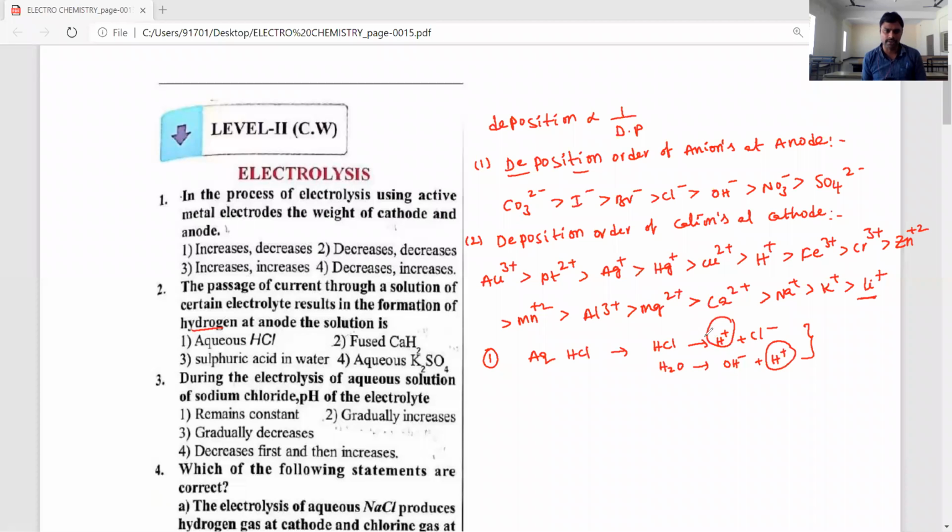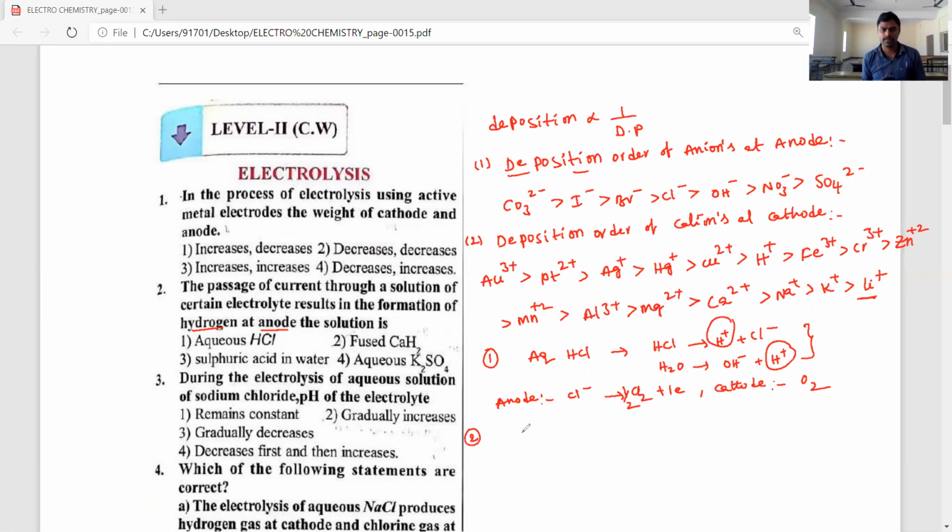In the question they asked, among the following electrolytes, which produces hydrogen gas at anode. Hydrogen gas at anode means here at anode oxidation will take place. The Cl- ions are converted into Cl2 by loss of electron, means half Cl2 it will produce. Okay, and at cathode OH- ions undergo reduction to produce O2 gas.